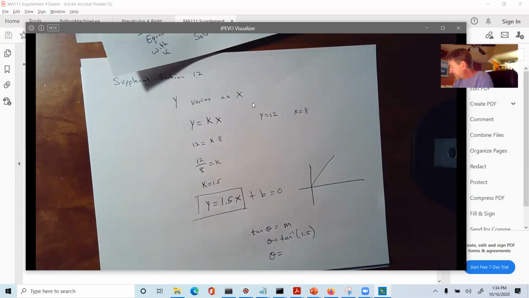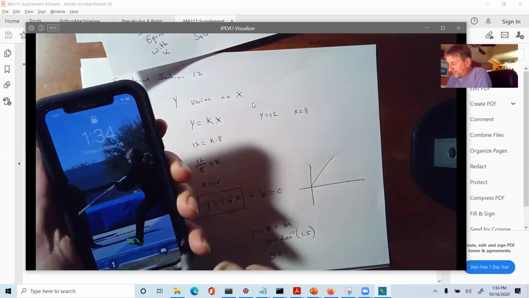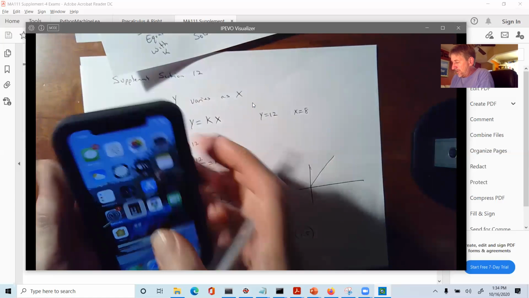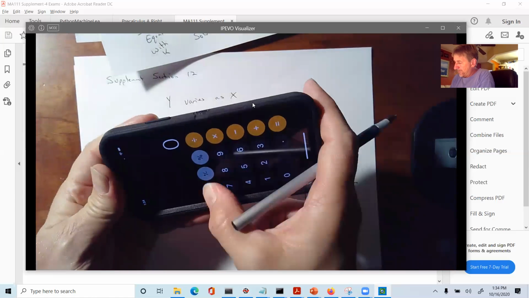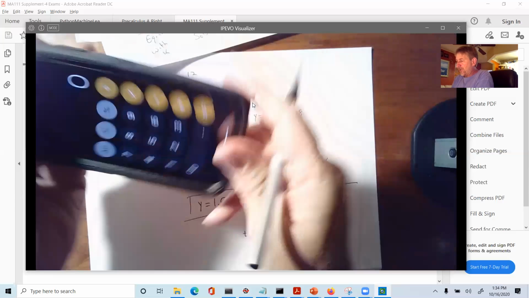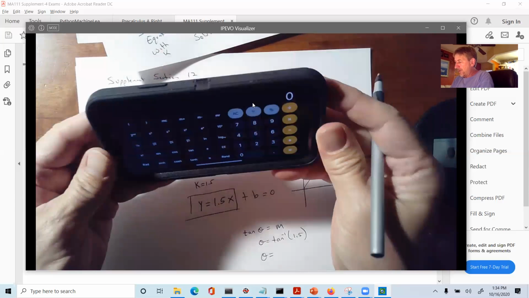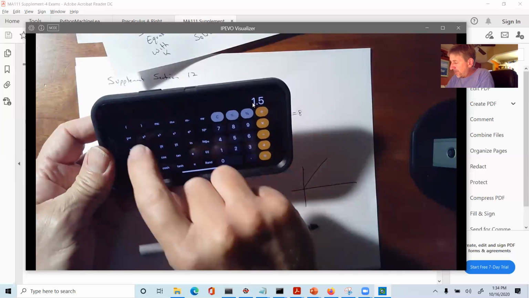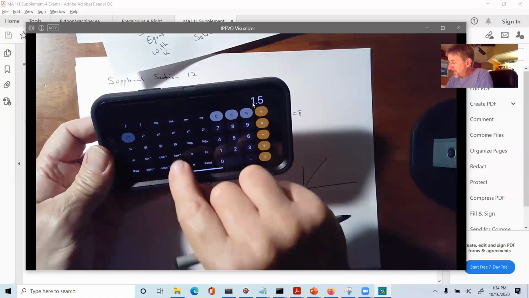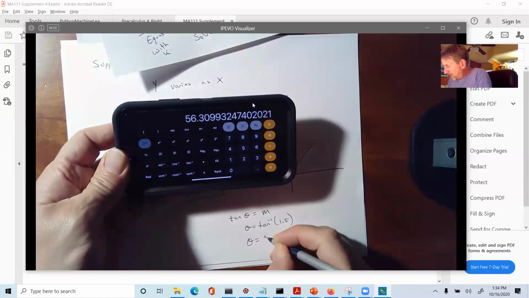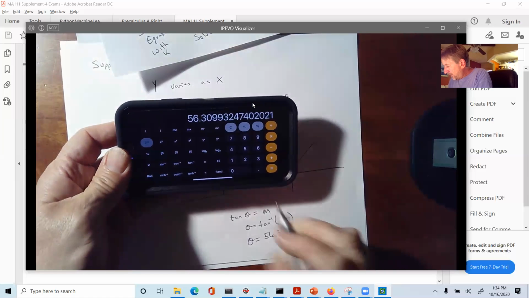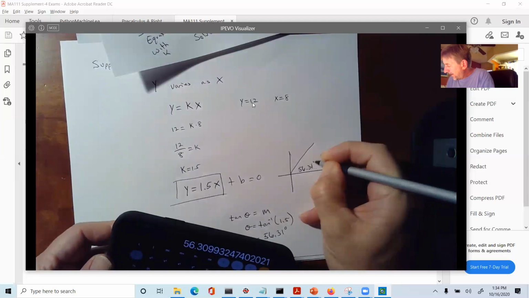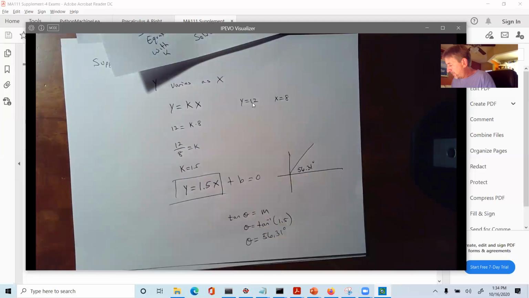So theta equals, calculator, got my iPhone here. Got to turn it sideways to make it turn on the more advanced operations. So my slope was 1.5. And if I take the inverse tangent of the slope, I get the angle. So that's a 56.31 degree angle, which has a slope of 1.5, right?